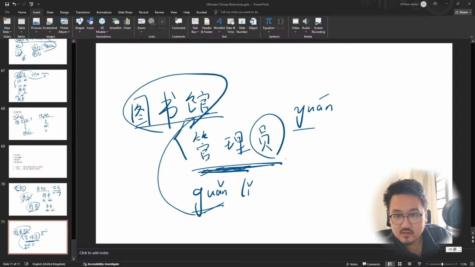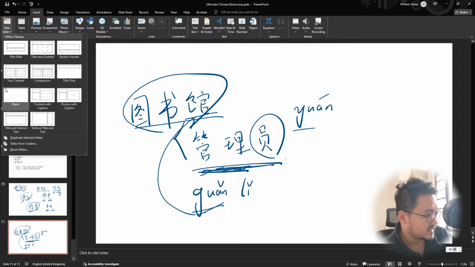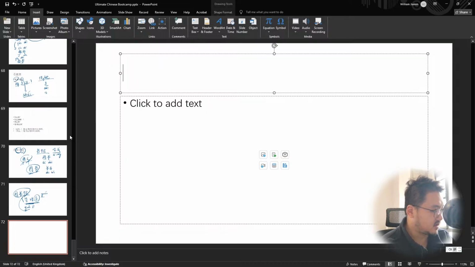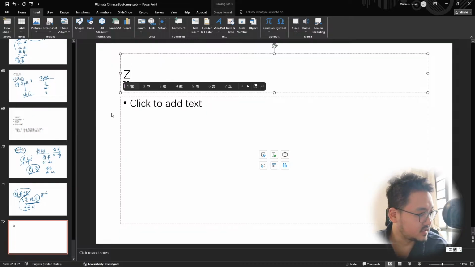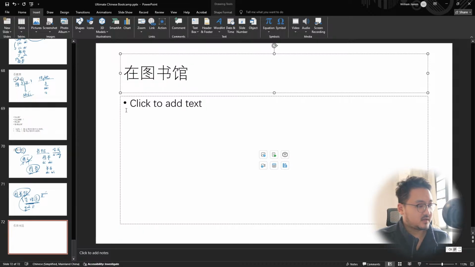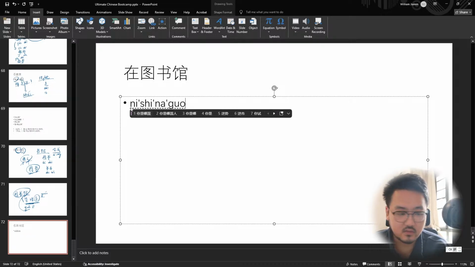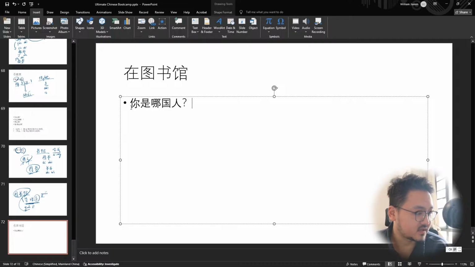图书馆. So yeah. Alright, so we talk about 图书馆, right? So let's look at the conversation that takes place in the 图书馆. So, 在图书馆, right? So the conversation goes, 你是哪国人? Okay, that means 你是哪国人? Right, it's a typical 是, right? So where are you from? Right, which country are you from?